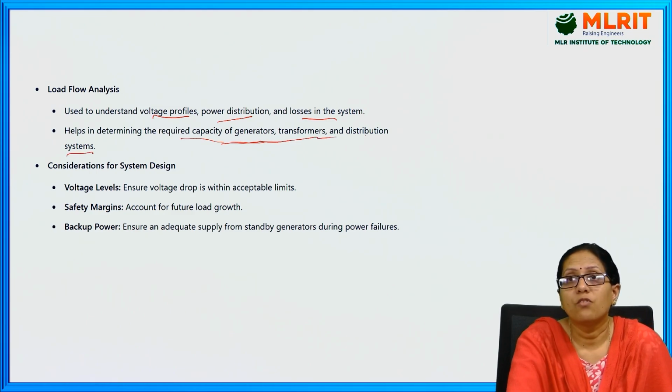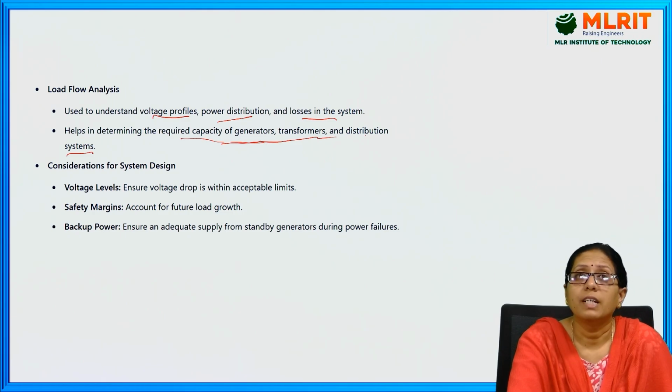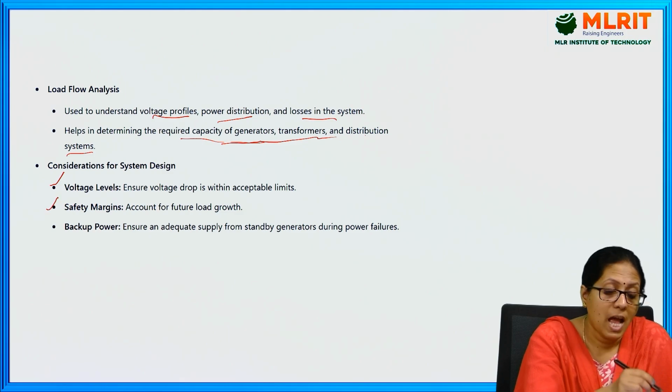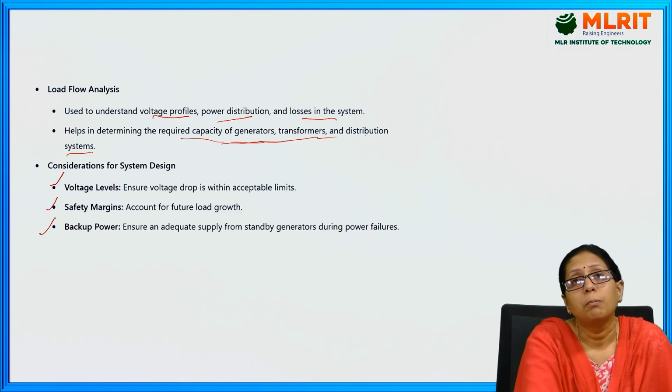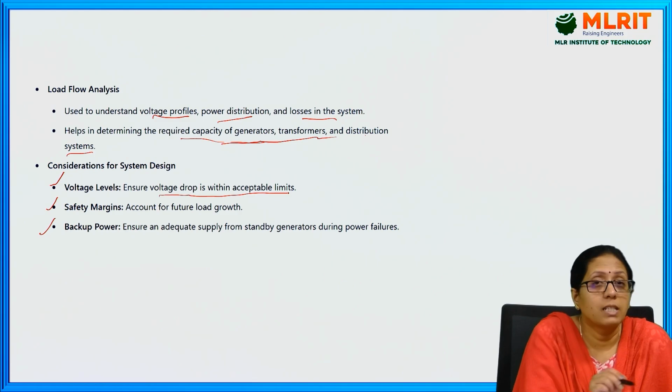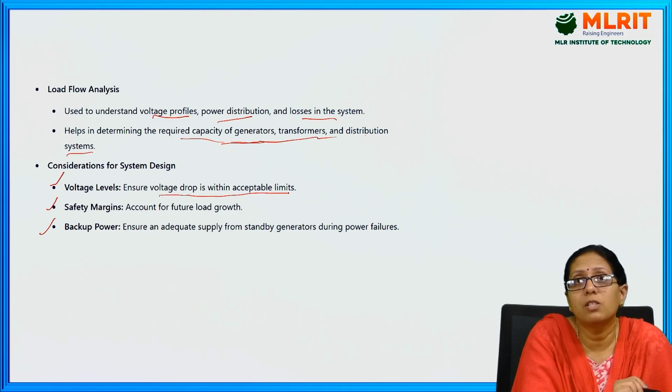Required capacity of generators, transformers as well as the distribution systems. What are the different considerations for system design? The factors that we should consider are the voltage levels, safety margins as well as the backup power. The power backup also should be considered. So we should ensure the voltage drop is within the accepted limits.